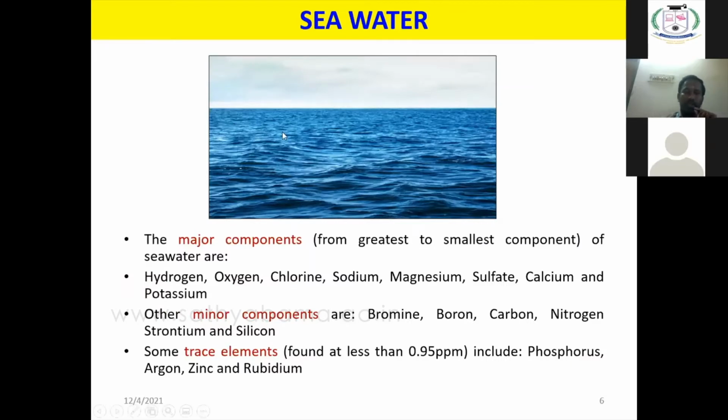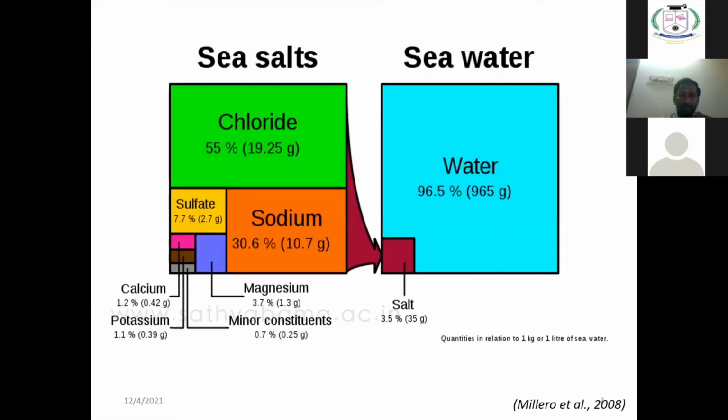The typical seawater contains several inorganic elements: hydrogen, oxygen, chlorine, sodium, magnesium, sulfate, calcium, and potassium. These can be termed major compounds, since the amounts of these compounds are much larger in seawater, in the order from hydrogen to potassium. The minor compounds include bromine, boron, carbon, nitrogen, strontium, silicon, and some other trace elements as well. Seawater contains about 96.5% water, and the remaining 3.5% is termed salt.